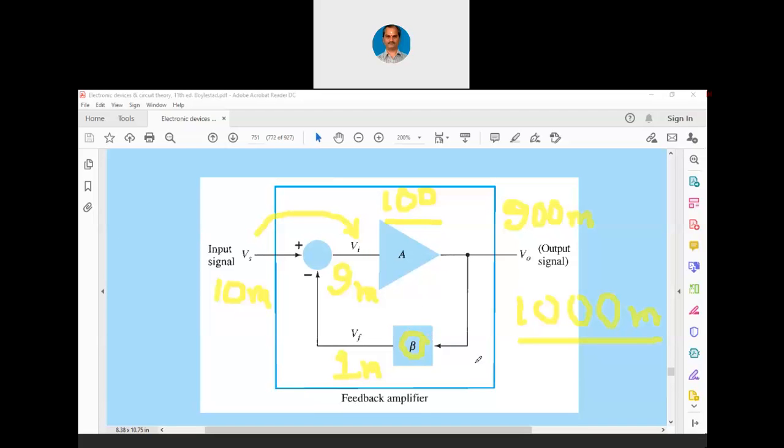We are not using beta for a device now. You will have to remember this always. Now this A is the gain of the amplifier. Now this is the approach which Boylestad follows.